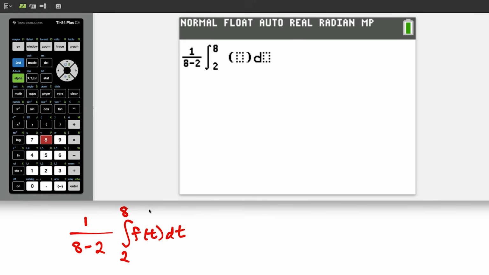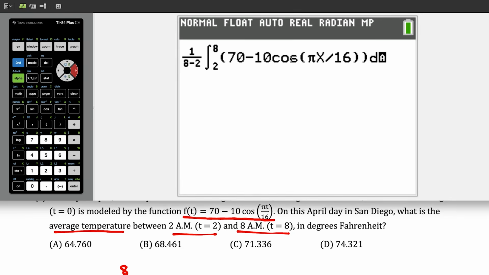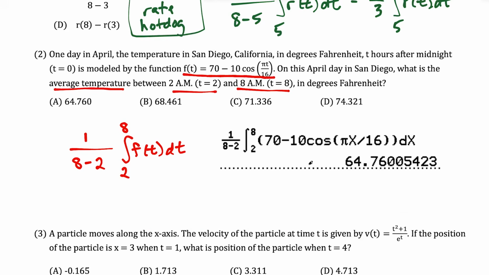And now we just have to type in the actual function for f of t. So f of t, we'll write this over here. We have 70 minus 10 times cosine, and now the inside here we have pi times t, but we'll go ahead and use x. We don't have to use t. So pi times x divided by 16. Okay, we could close the parentheses here, and now we get outside and we type in dx. And now just press enter, and we can see that our answer is going to match up with choice A.